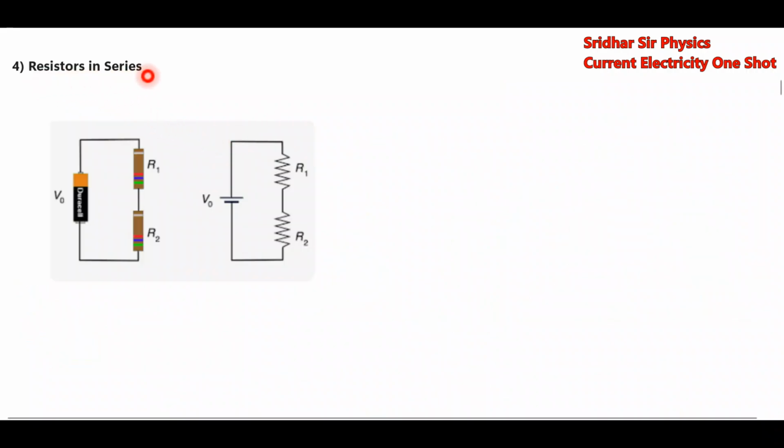Next topic, we have resistors in series. What do you mean by series? Like two resistors, if the current flowing through them remains constant, then they are said to be in series.